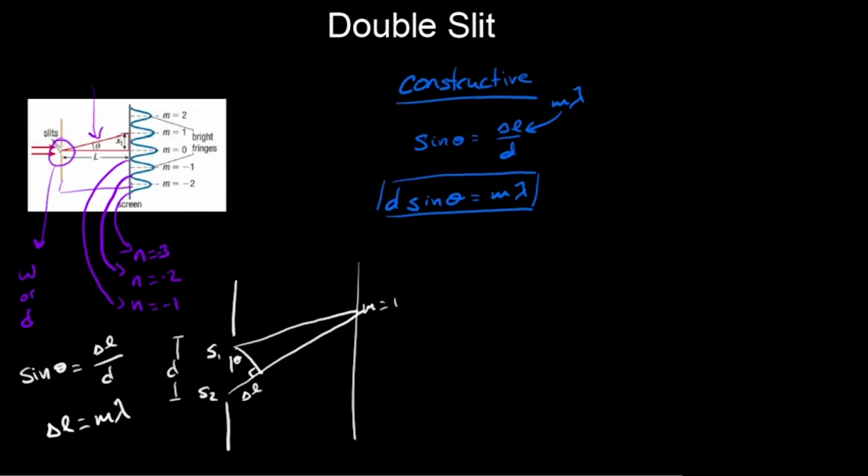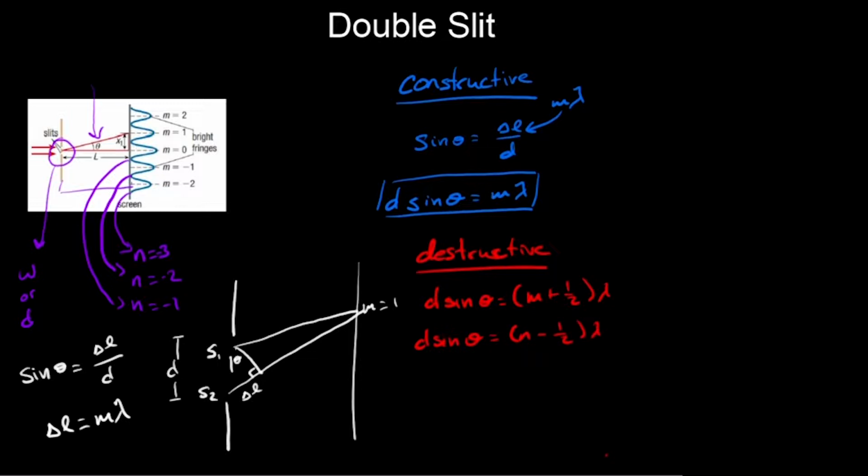To take a look at how this changes with respect to destructive interference, all we have to do is recall that the difference between a constructive interference pattern and a destructive interference pattern is simply half of a wavelength shift. And so this leaves us with either d sine theta equals (m plus 1/2) lambda, or d sine theta equals (n minus 1/2) lambda if we're going in the other direction. So either of those equations is going to work fine. It just depends on what you're given.